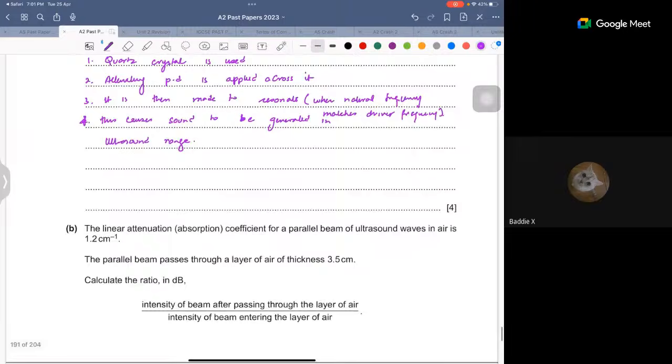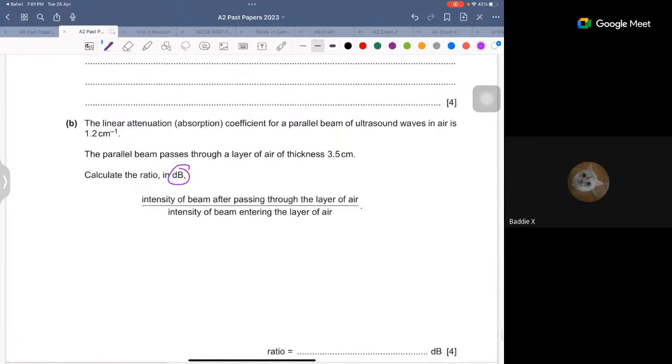Anyway, by the way, decibels is not in our course anymore, but we can definitely find the intensities of these two. So how do you find intensity? We're not doing it in decibels. We'll do it in just a ratio. So intensity is given by I equals I naught e to the minus mu x. We want to find I over I naught, because I naught is when it is entering air and then passing through the layer of air, right? So we get minus mu x. This is what we need.